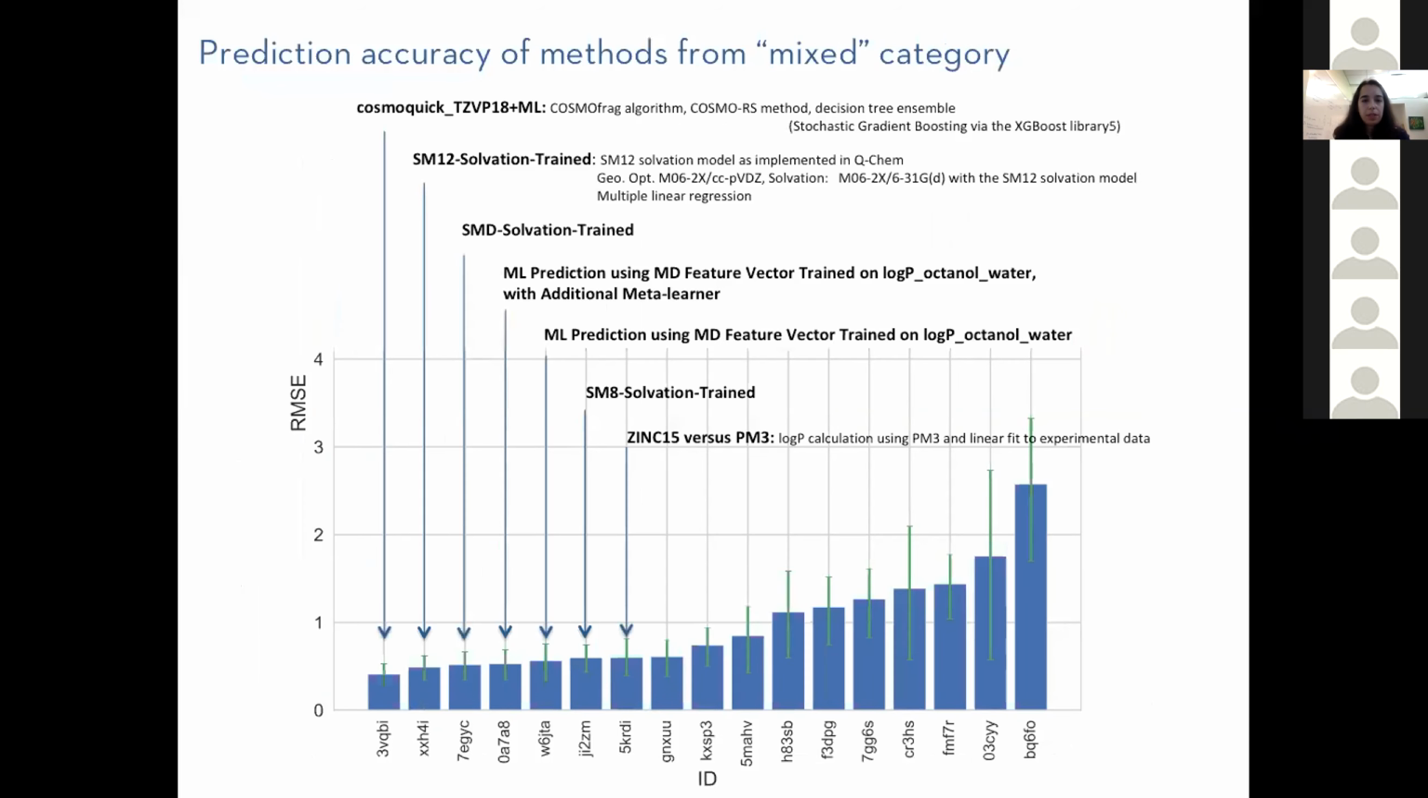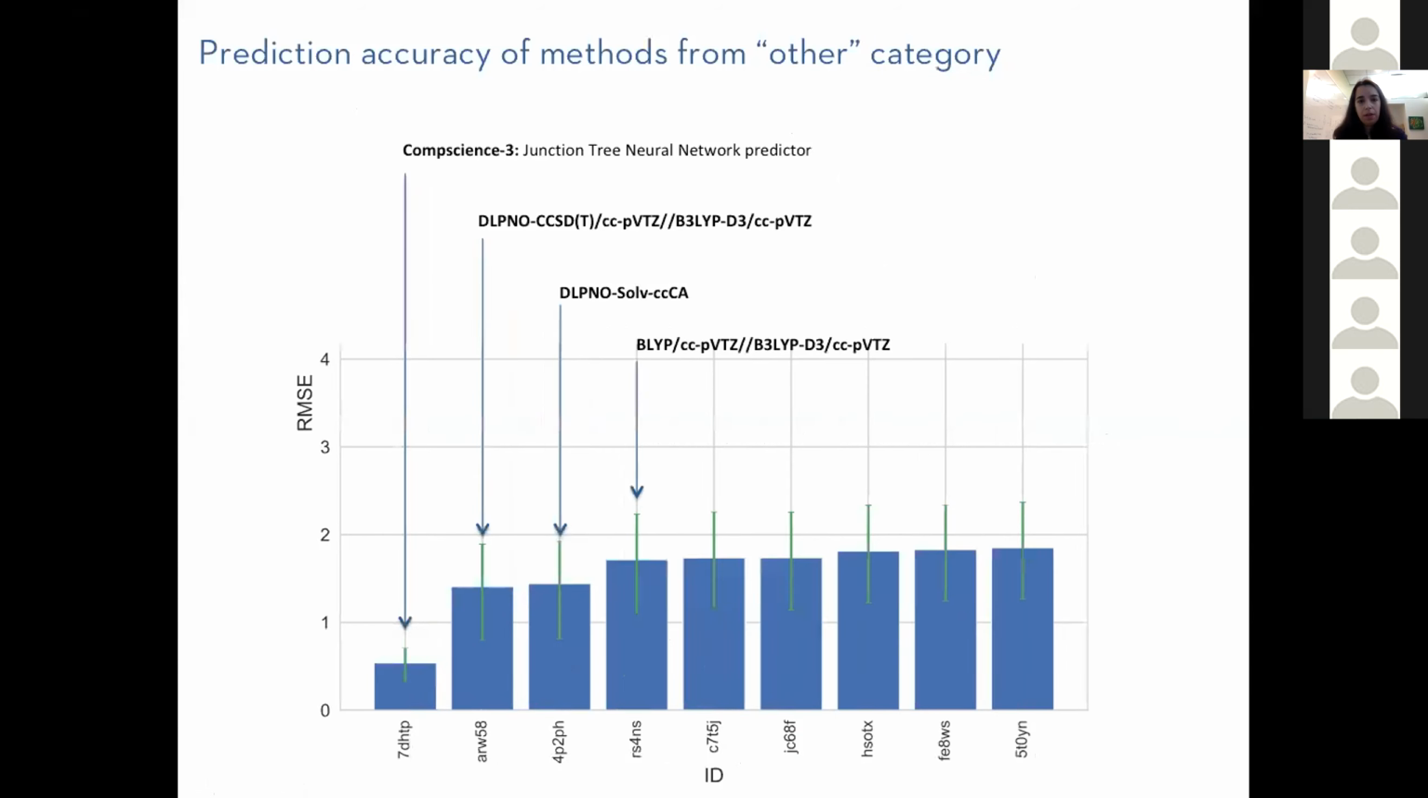The prediction accuracy of the mixed category includes some QM methods followed by machine learning or QSPR-based training models for a correction in the end. There's also a method here that used molecular dynamics features and then machine learning on these features to predict octanol water logPs. The other category includes a junction tree neural network predictor and some QM-based methods.